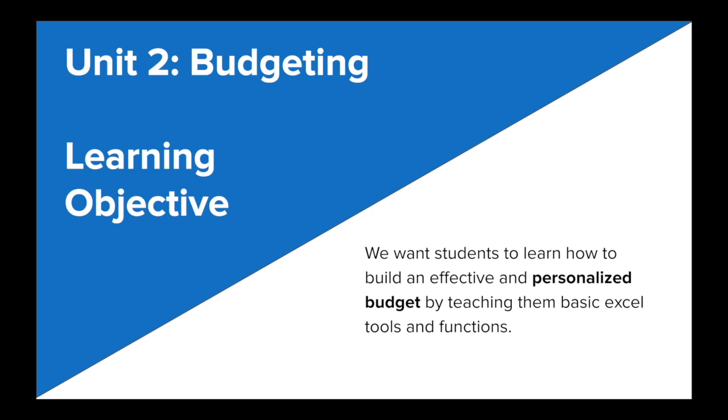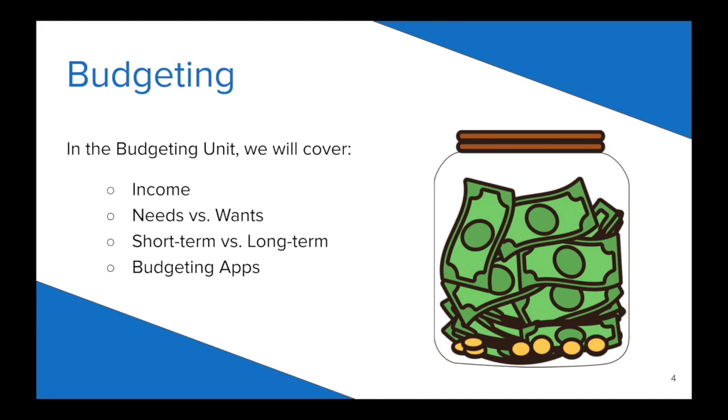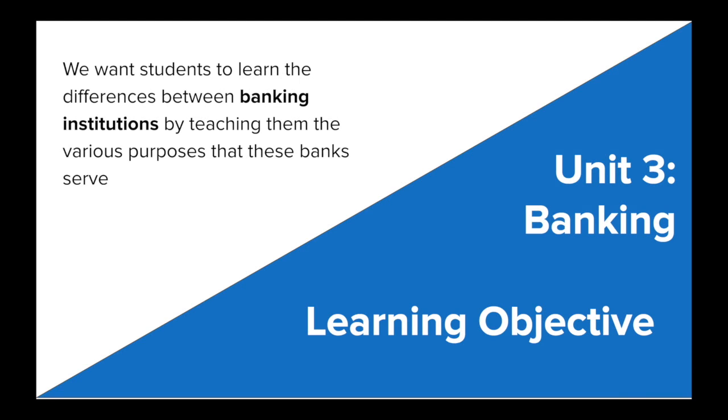Moving on to Unit 3, we have banking, and we want students to learn the differences between banking institutions by teaching them the various purposes that these banks serve. So I'm sure all of you guys have heard of just different banks such as maybe Bank of America, Goldman Sachs, local credit unions. And of course, this can all be confusing when you're not sure what the differences are between these banks and what purposes they serve.